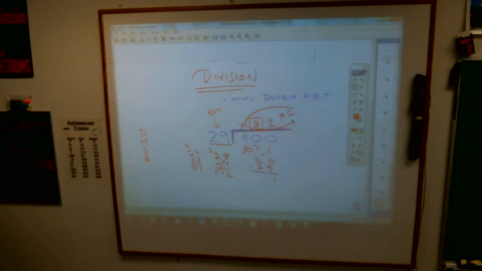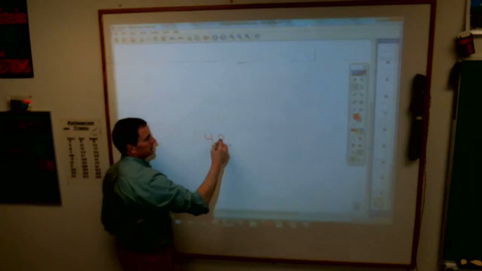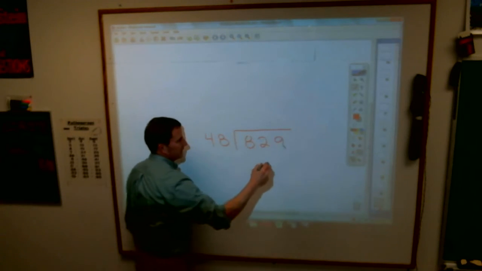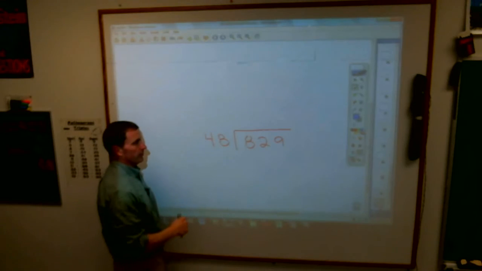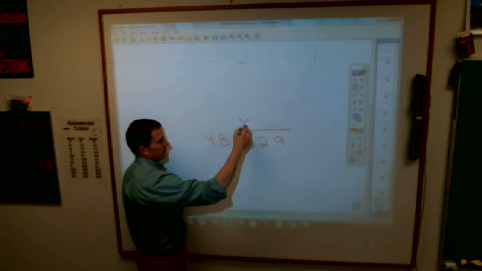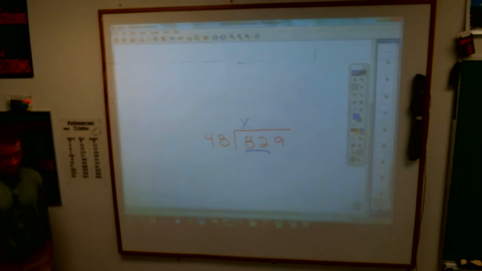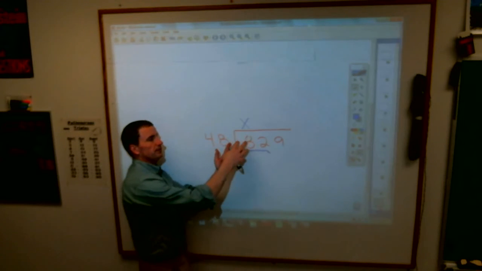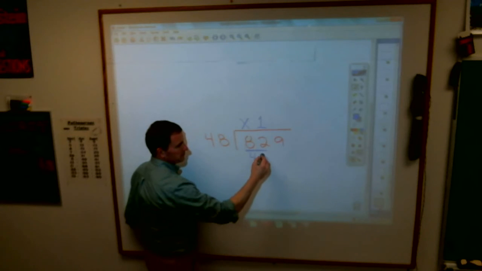Another example might be this. How about 48 into 829? What is your thought? 48 doesn't go into 8, so you're not going to have something about that. But how many times would you say 48 is going to go into 82? Cassie? Probably once, because this is awful close to 50. 50 would only go into it once, and 1 times 48 is pretty easy, is it not?